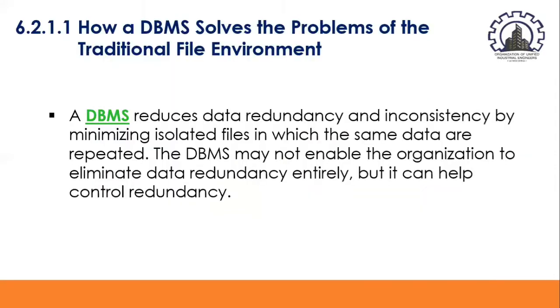So how does a DBMS solve the problems of the traditional file environment? Well, a DBMS reduces data redundancy and inconsistency, the ones we discussed earlier, by minimizing isolated files in which the same data are being repeated. The DBMS may not enable the organization to eliminate data redundancy entirely, but it can help control redundancy. Even if your organization maintains some redundant data, using a DBMS eliminates data inconsistency because, like I said earlier, the DBMS can help the organization ensure that every occurrence of redundant data has the same values. So the DBMS uncouples programs and data, enabling data to stand on their own.